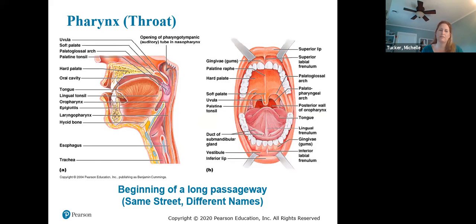So under normal circumstances, when you're not eating, you're just talking and breathing, the epiglottis is going to be open. It kind of closes flat, and then air is allowed to come down into the trachea. But when we swallow, the glottis moves up, closing off the trachea, and food is routed down the esophagus.